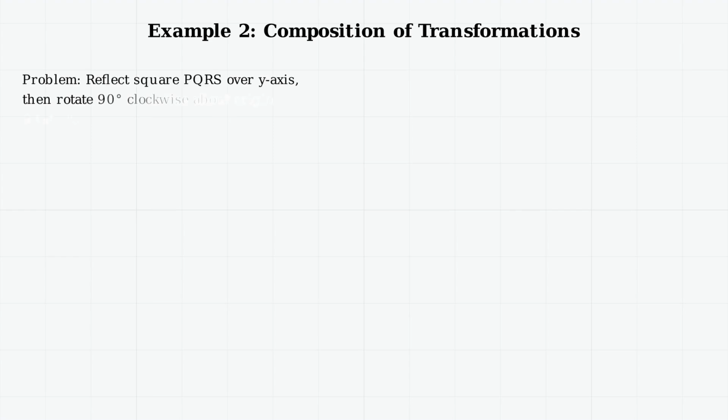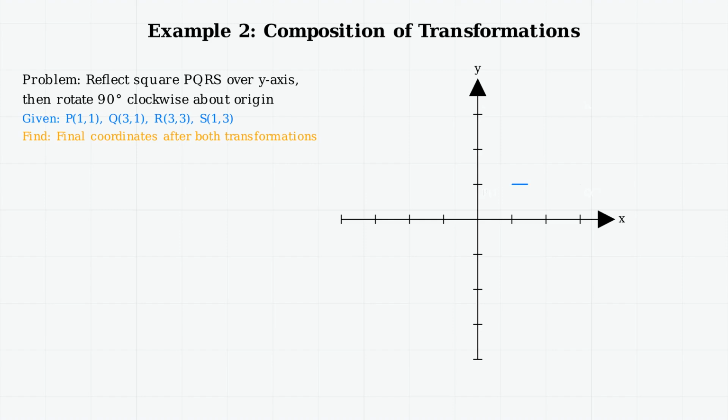Here's our problem. We have square PQRS with vertices P(1,1), Q(3,1), R(3,3), and S(1,3). First, we'll reflect it over the y-axis, then rotate the result 90 degrees clockwise about the origin. What are the final coordinates? Let's start by plotting our original square. Notice it's positioned in the first quadrant, which will make the transformations easier to visualize.